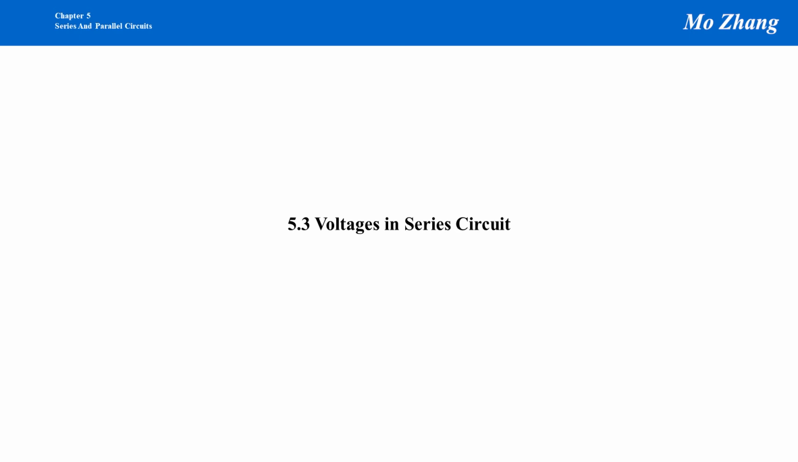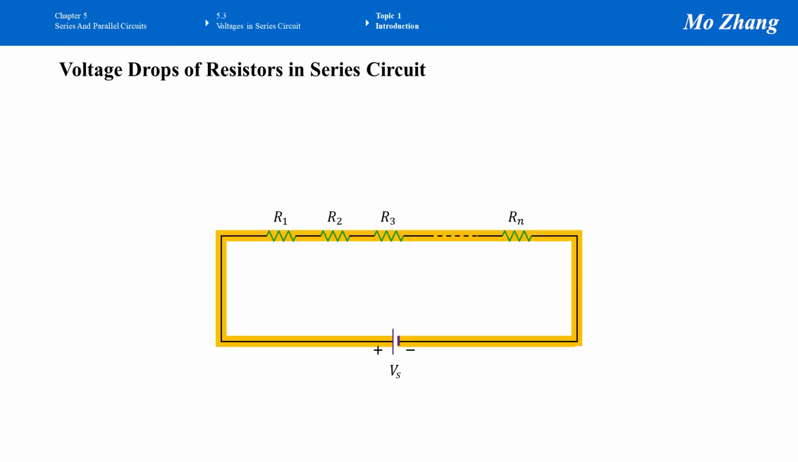5.3 Voltages in series circuit. From the previous session, we know that when series resistors connect to a source Vs, the current is uniform. The current is the same at any point of the circuit. Now, let's take a look at the voltage drops on every resistor.